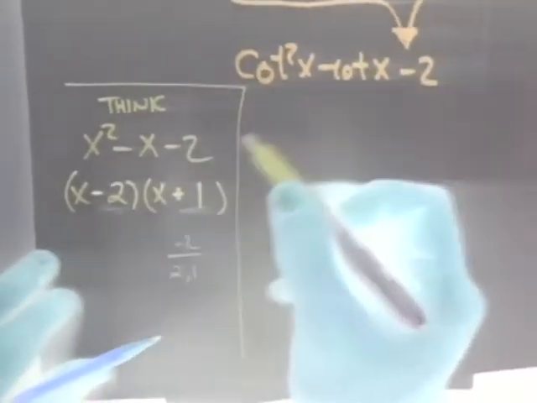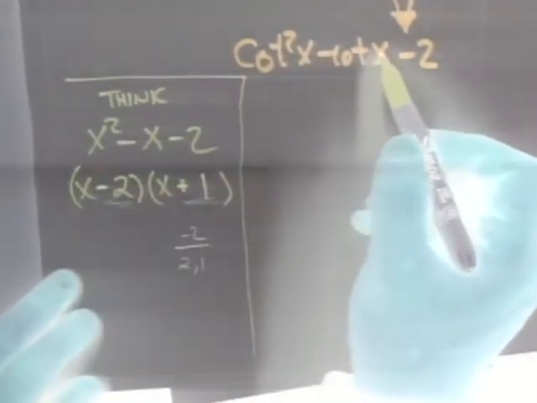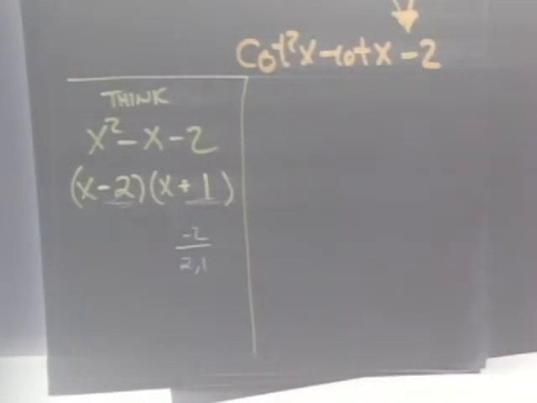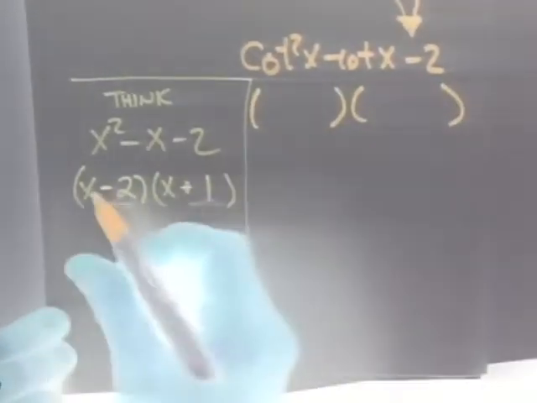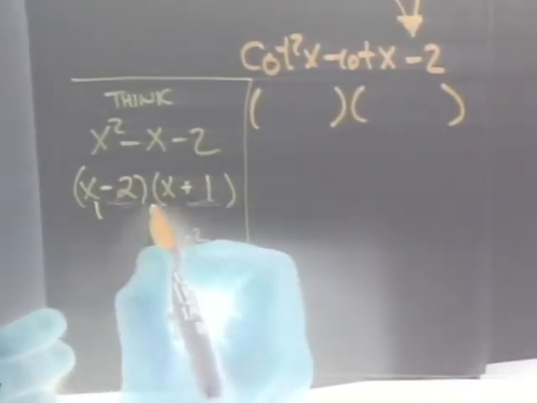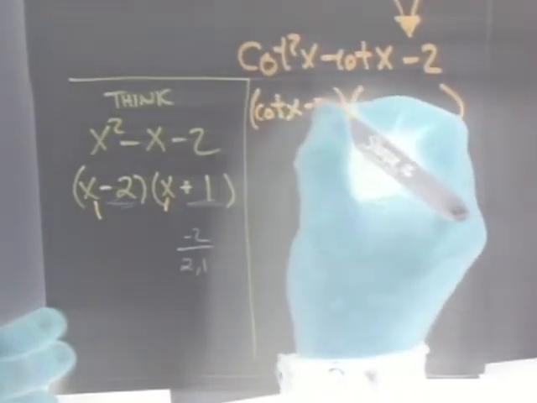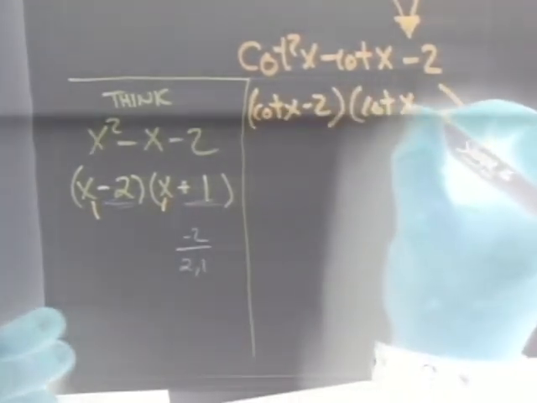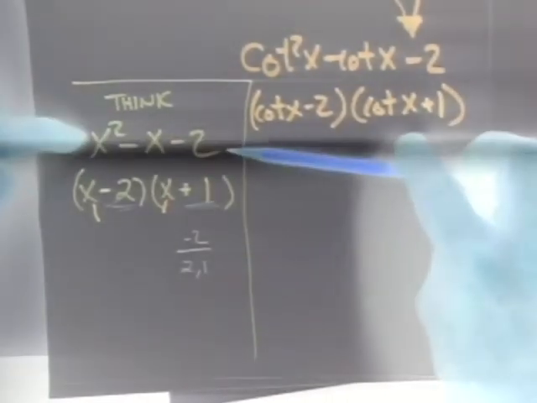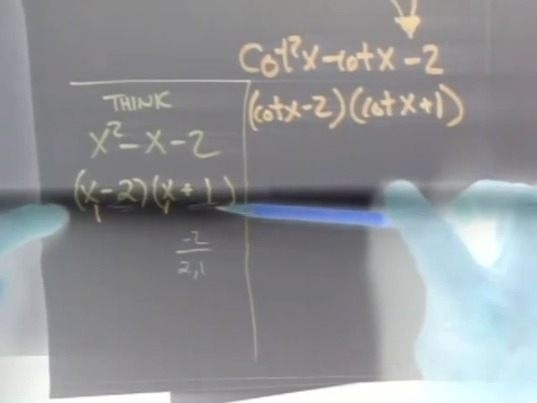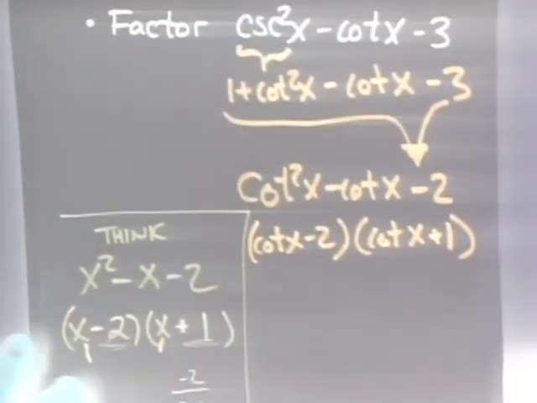Of course, how does that apply to ours? Just remember, we pretended the cotangent squared was an x, and we pretended cotangent was just an x. So when you're done, this is the answer, just where the x's are. That's just where cotangents go. Cotangent x minus 2, cotangent x plus 1. But you have to be able to factor to be able to do this. Just make it an algebra 2 type of problem, and then factor it, and then change your x's into cotangent. And that's how we factor with our trig functions.